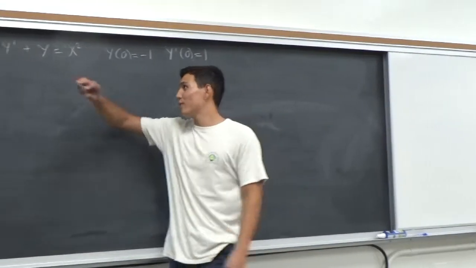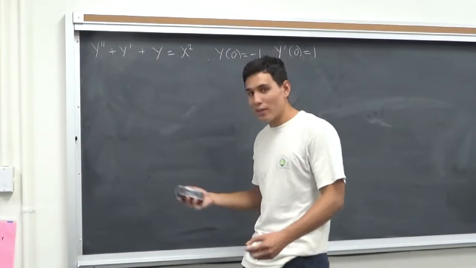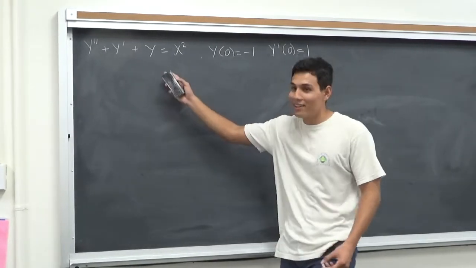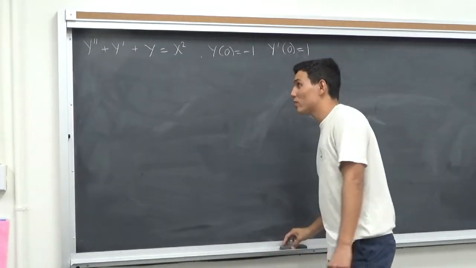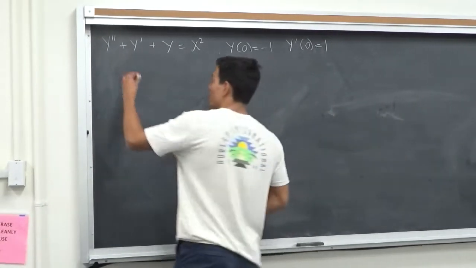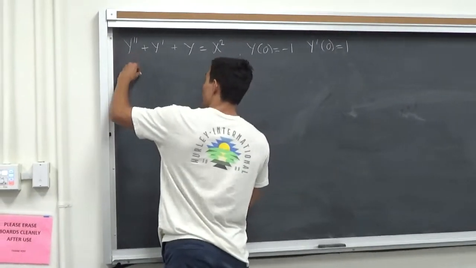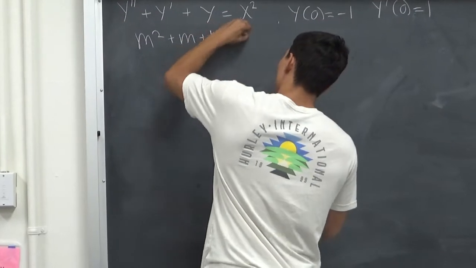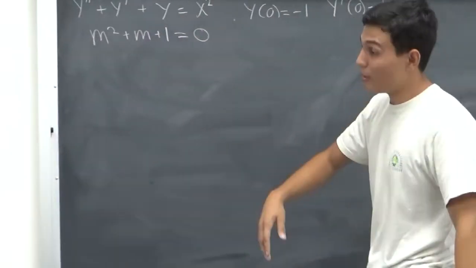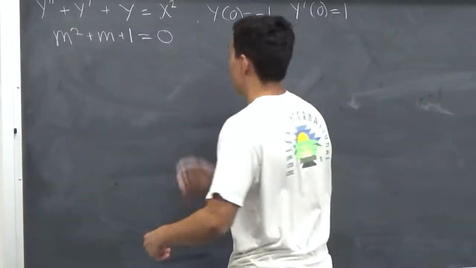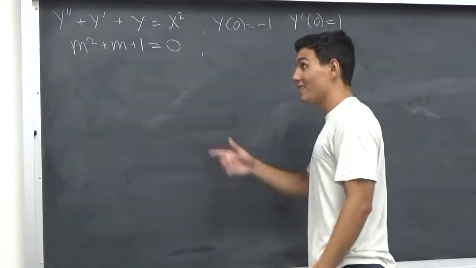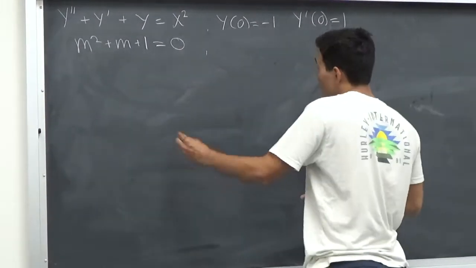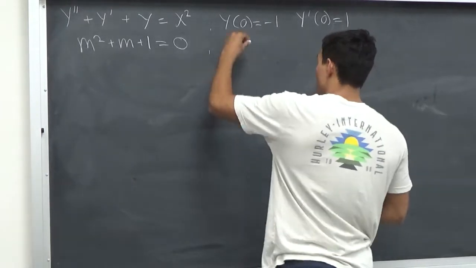Okay, we got a differential equation. We could try to go with the Laplace method, but why don't we just use method of undetermined coefficients? Start by representing this as a polynomial, so m squared plus m plus 1, setting it equal to 0. Don't worry about the right-hand side for now. Let's just worry about this. Okay, so is there anything that makes this look nice? Not really. We kind of have to just jump to the quadratic formula.